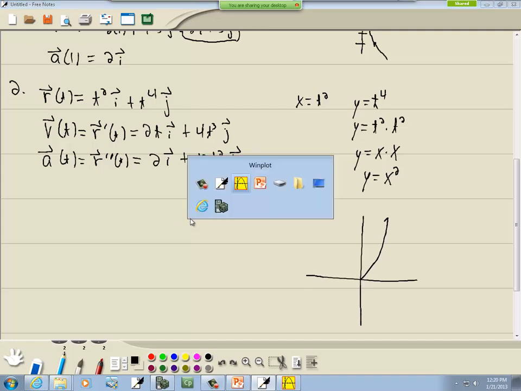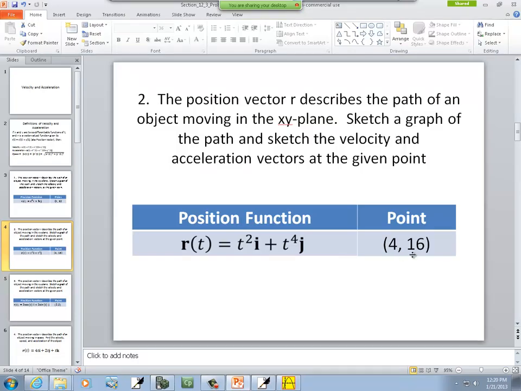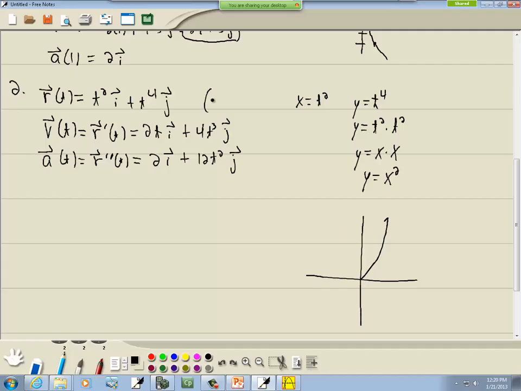Okay, but what they're asking for in this problem is the point (4, 16). So we need to find out what t value is at that point. Well, we said x is equal to t squared, so t squared is equal to 4. And y is equal to t to the fourth, so t to the fourth equals 16. Now drop the squared, so t is equal to plus or minus the square root of 4. T is equal to plus or minus 2.